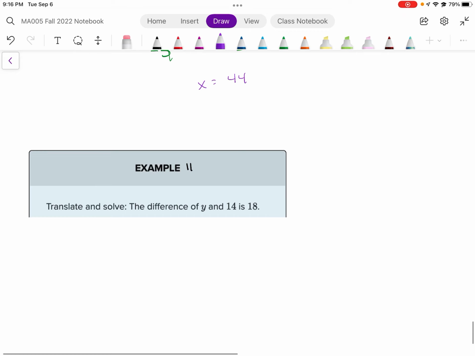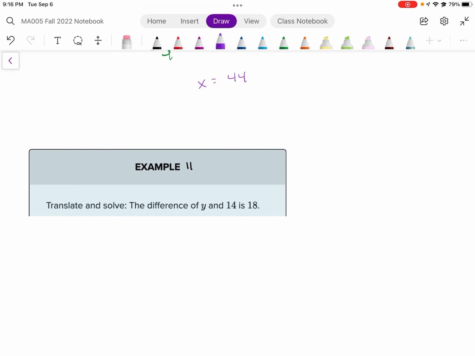Okay, example 11. Translate and solve: the difference of y and 14 is 18. Difference means minus. Y and 14 means we're going to say y minus 14 equals 18. And now we're supposed to solve. So I'm going to say plus 14 to make the 14 go away on the left and go over to the right, is one way to think of it. Y equals 18 plus 14, which is 32.